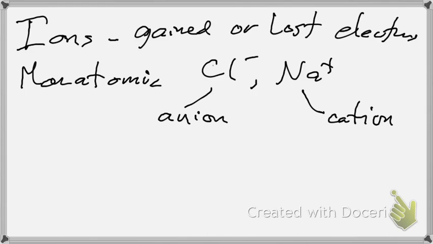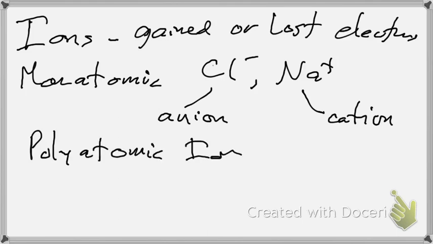The other possibility is that you could literally be a molecule that has gained or lost electrons. Then you're what we call a polyatomic ion. Examples of this are nitrate, NO3-, and ammonium, NH4+.